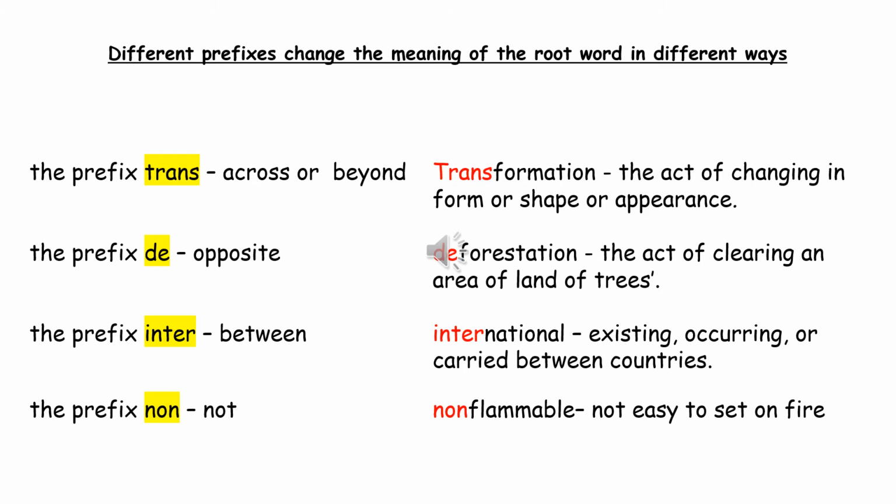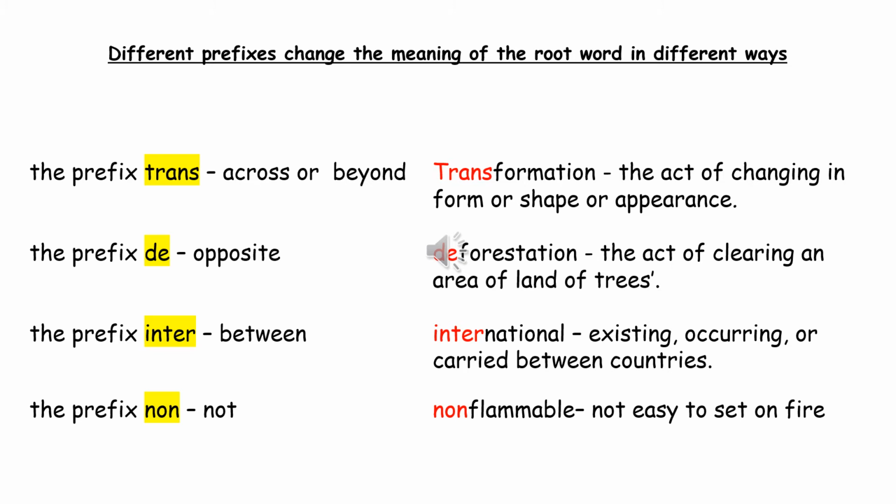The prefix trans means across or beyond. For example, transformation, the act of changing shape or form or appearance. So you may have heard of the Transformers. Transformers in disguise, they were the vehicles, weren't they? And they changed into robots. Then we've got the prefix de. De means opposite. So deforestation, the act of clearing an area of land of trees. And unfortunately, we still hear about this with the Amazon rainforest where they are cutting down trees for agriculture, etc.